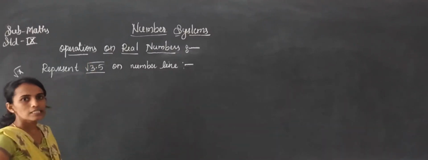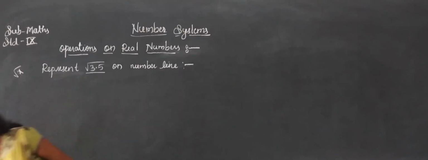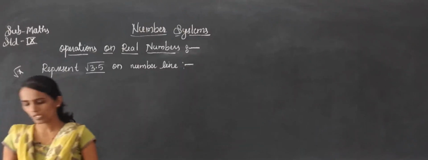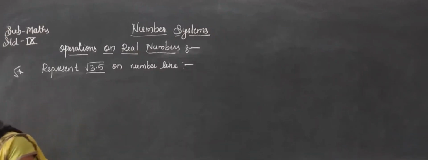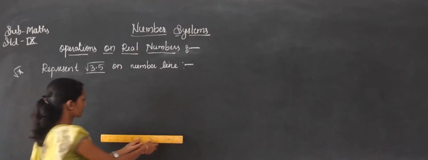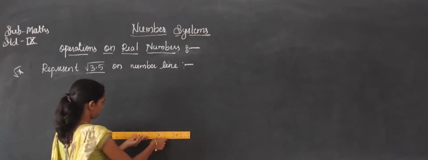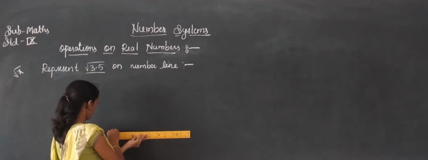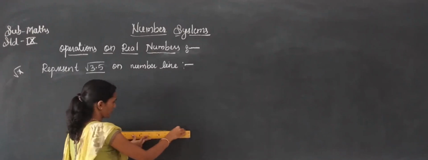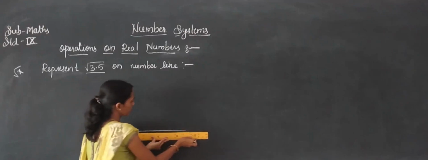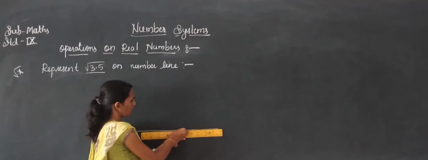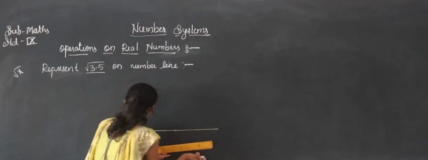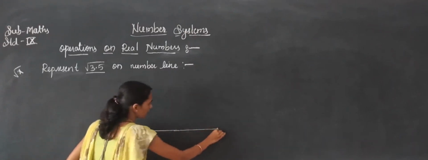For that, we need a scale, protractor, and ruler. Scale also we need, protractor also we need, and ruler also we need here. So for that, what we have to do? First we have to take a ruler and draw a straight line here. A little bit longer I will take because it has to be visible to you. So this is the number line I have taken here.